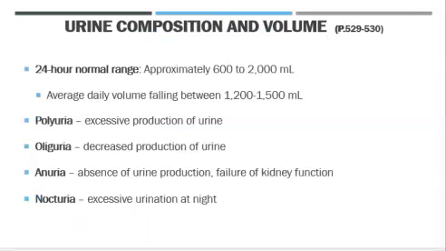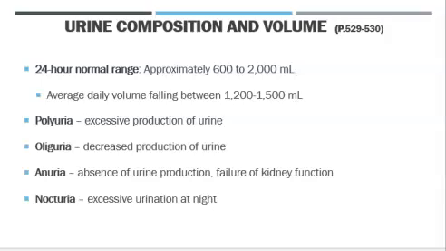Okay, we have some different terms related to urine composition and volume we need to discuss. I mentioned earlier the average daily output for a 24-hour period for urine would be about 750 milliliters to 2,000 milliliters for a person, but it could go as low as 600 milliliters on the low side. But a closer average without going to the far extreme on the low side or the high side would be 1,200 milliliters to 1,500 milliliters per day for a person.